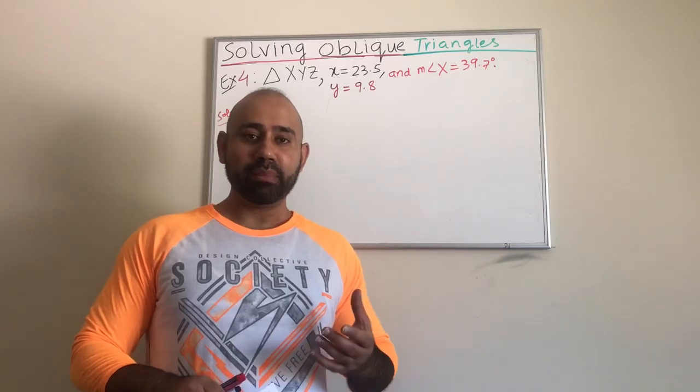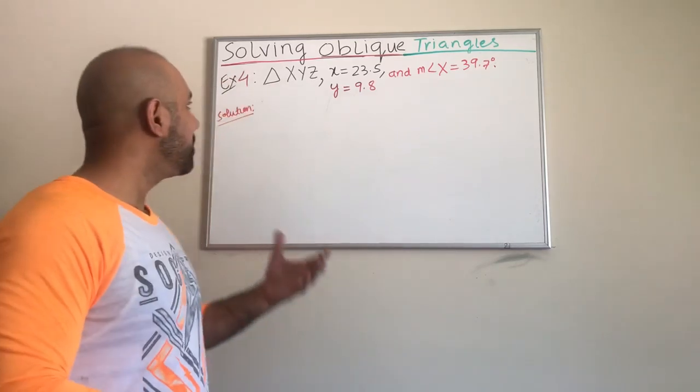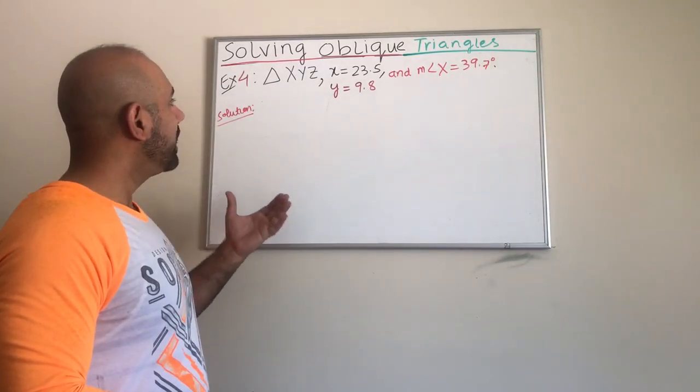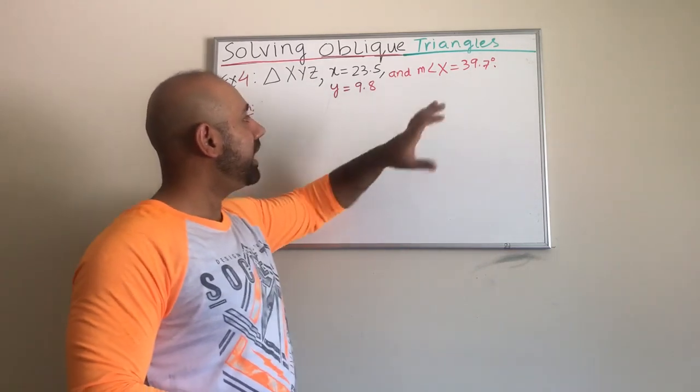Math YouTube channel. Today I'm back with another example on solving an oblique triangle. In this case we have a triangle XYZ where the lengths for sides x and y are already provided and we have the measure of angle X.